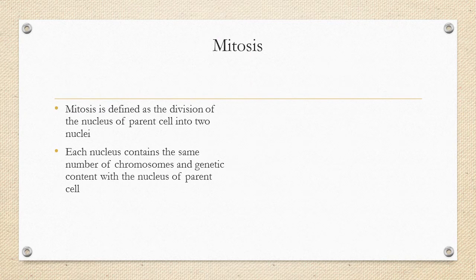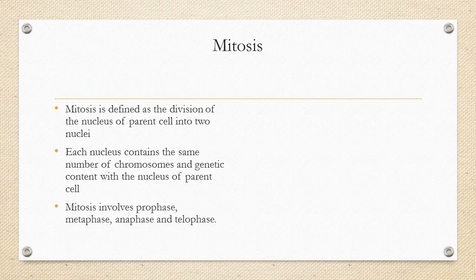Mitosis is defined as the division of the nucleus of a parent cell into two nuclei. Each nucleus contains the same number of chromosomes and the same genetic content as the nucleus of the parent cell. So meaning they produce identical daughter cells. Mitosis involves prophase, metaphase, anaphase, and telophase. So we can use the acronym PMAT.